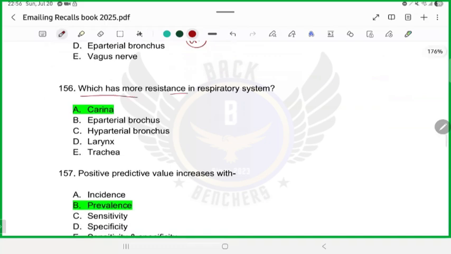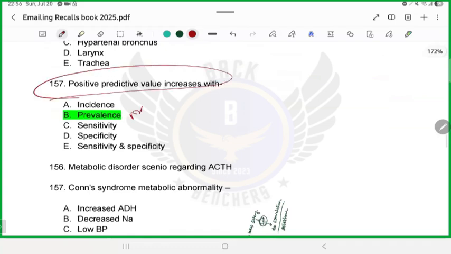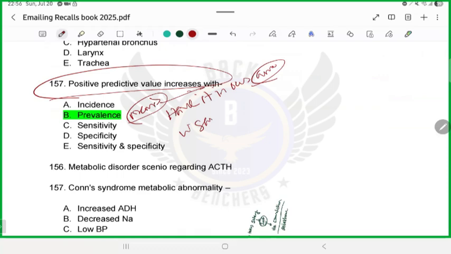Which has more resistance in the respiratory system? Carina, of course, I told you. Positive predictive value increases. Memorize it, you will have it in our arrows, and it will come with the same stem with the same answer. So just memorize it.